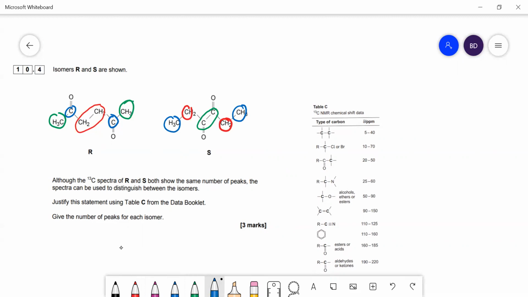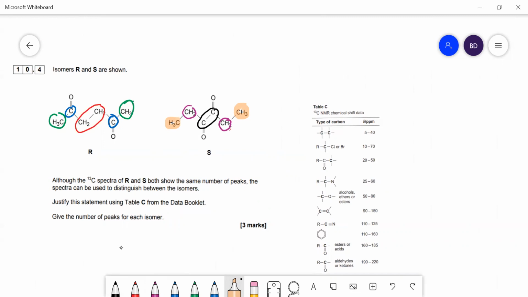Okay, now let's look at the ppm. I think I'll do those in a different color so I can talk about them. So let's have these two black, these can be purple, and that can be highlighter. Okay, right, how can we distinguish them? By looking at the ppm values.